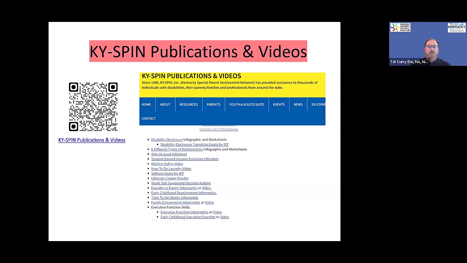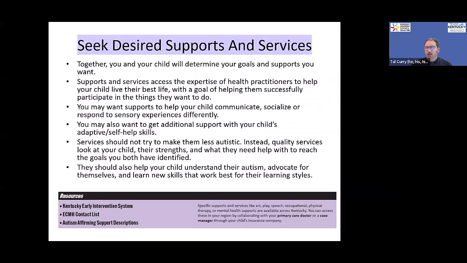So as you go further down on the resource sheet, the purple section, Seek Desired Supports and Services, really talks about some of the ways that families and others should be seeking supports. And so it includes, again, the Kentucky Early Intervention System, the Early Childhood Mental Health Contact List, and I'll talk about this autism affirming support descriptions.